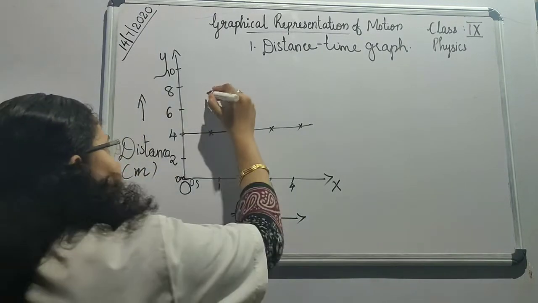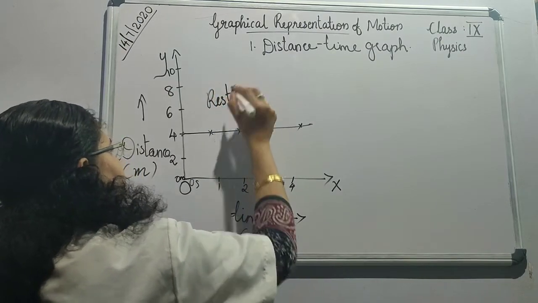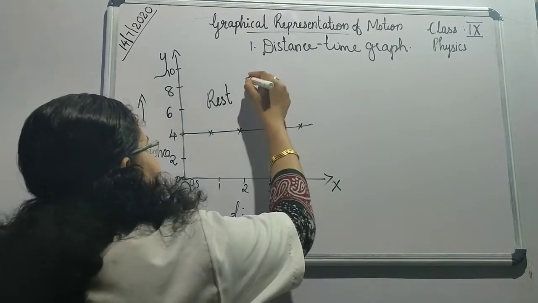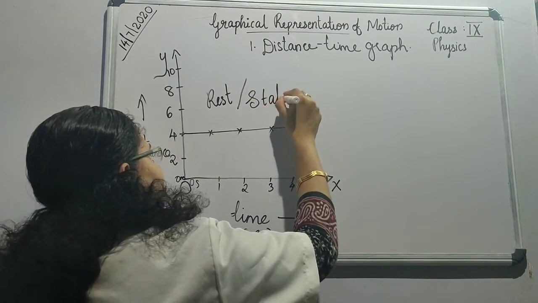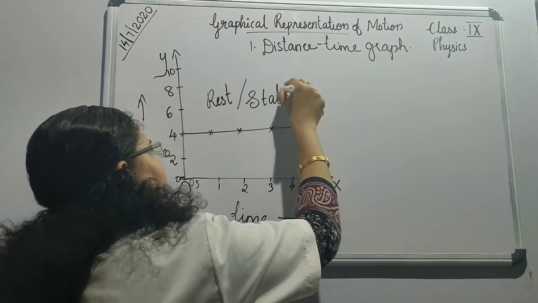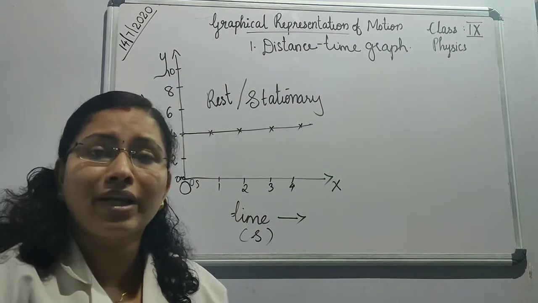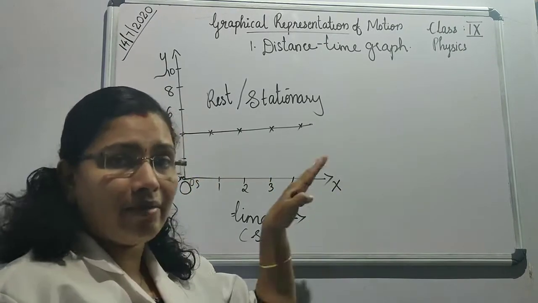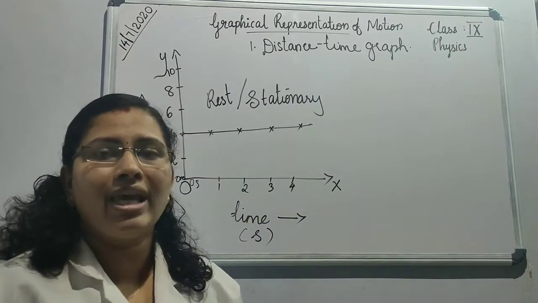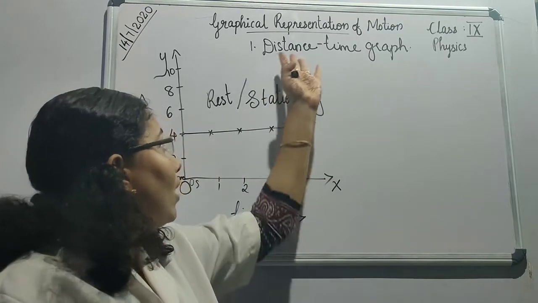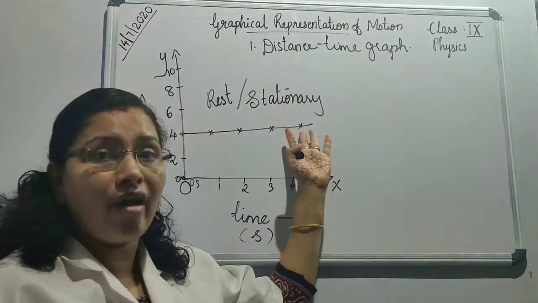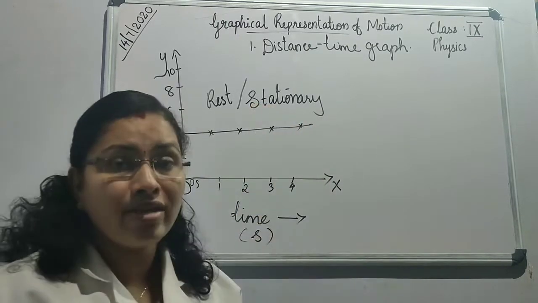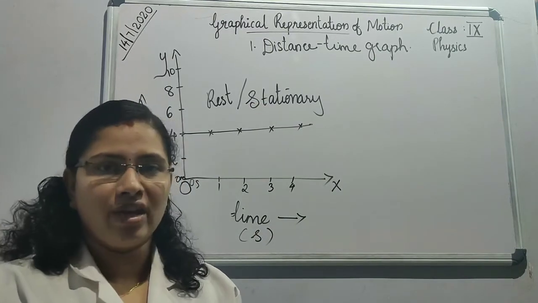So we can say that the object is at rest, or the position of the object does not change in this case. Or we can say that the object is stationary. Stationary means what? It does not change its position with respect to the passage of time. So if we get a graph like this, parallel to the x-axis, when we draw the distance time graph, then the position of the object does not change, or the object is at rest, or the object is stationary. Understood?